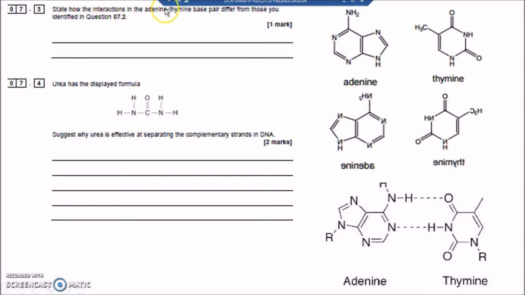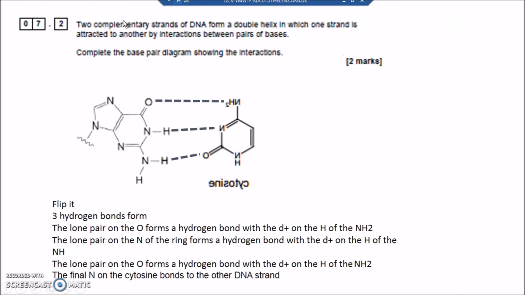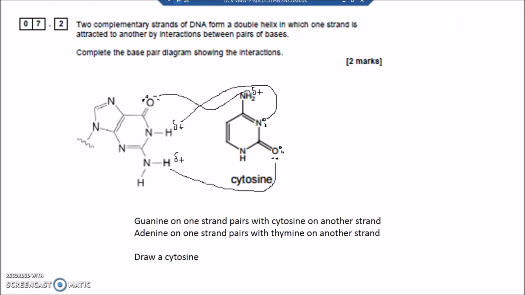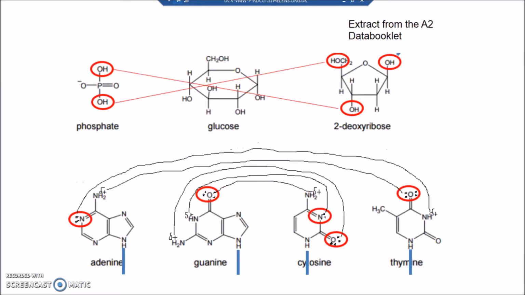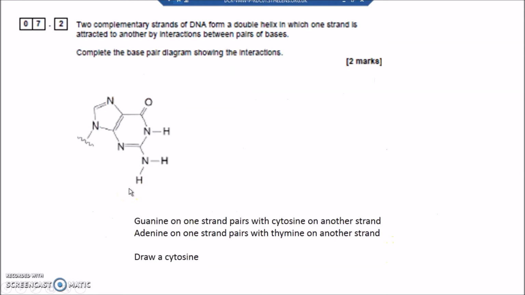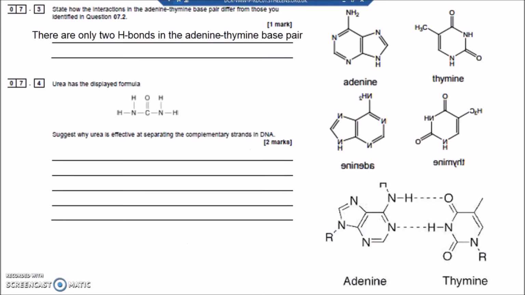State how the interactions between adenine and thymine differ from guanine cytosine that we've just done in 7.2. So we did guanine cytosine here. Guanine to cytosine forms 3 hydrogen bonds. How do adenine and thymine differ? Well, they only form 2 hydrogen bonds. There are only 2 hydrogen bonds between adenine and thymine.